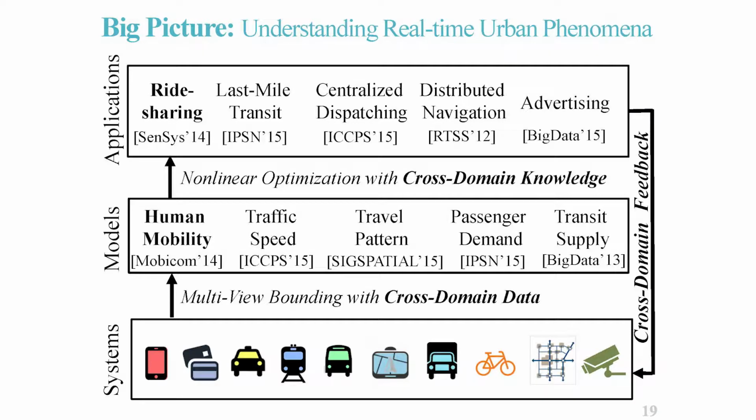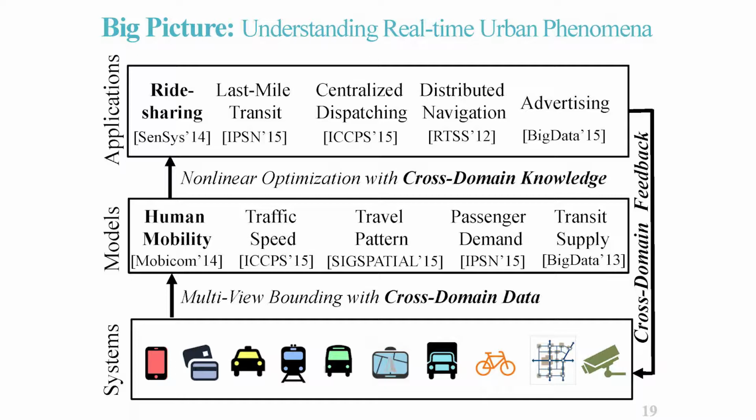So for the big picture here, we try to understand real-time urban phenomena. In this project, we use 5 different urban systems across different domains with a new technique called multi-view bounding, to model one specific urban phenomenon we call human mobility. And we generalize this idea to use more urban systems to understand more urban phenomena. Based on this understanding, we formulate a nonlinear optimization problem based on a metric to obtain this cross-domain knowledge, to design different kinds of novel services in terms of application. For example, ride sharing, last mile transit, dispatching, navigation, and advertisement.